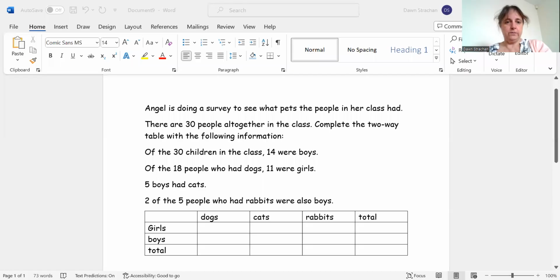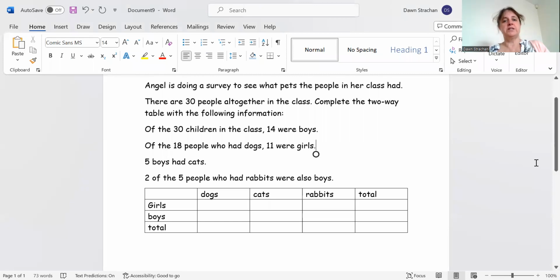I was asked the other day about two-way tables, so I thought I would share with you how to solve them. So I've made up a scenario. Angel is doing a survey to see what pets the people in her class had. There are 30 people altogether. Complete the two-way table with the following information.